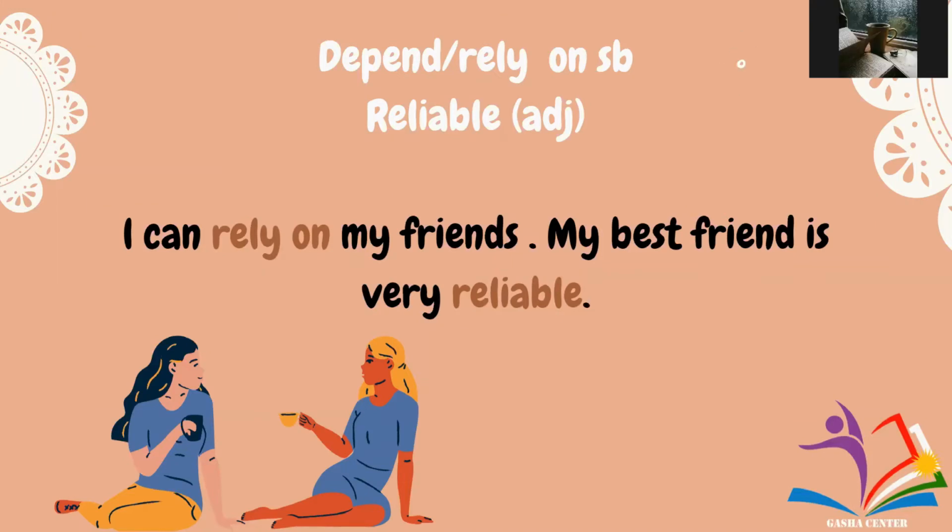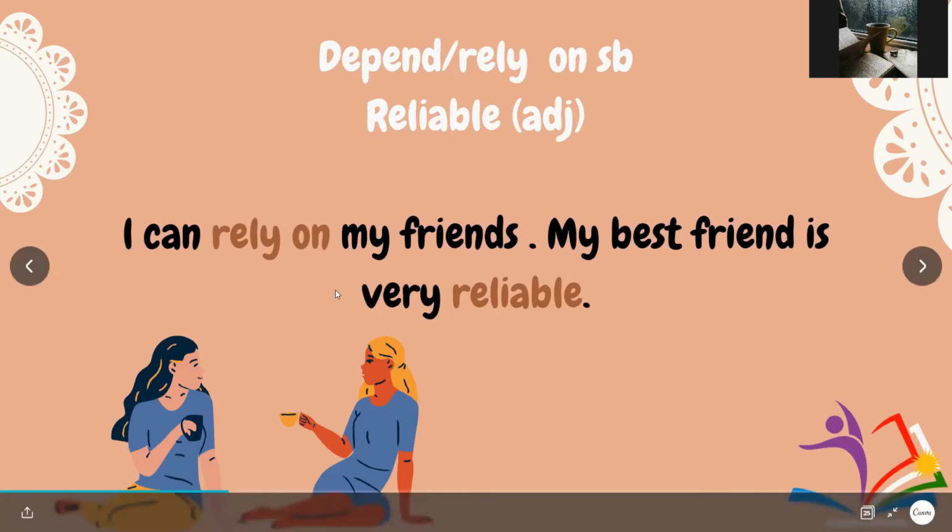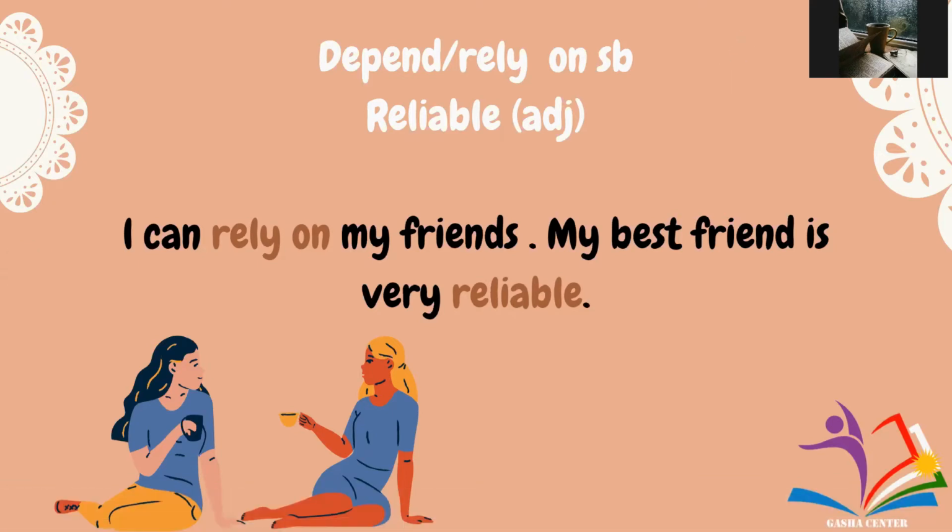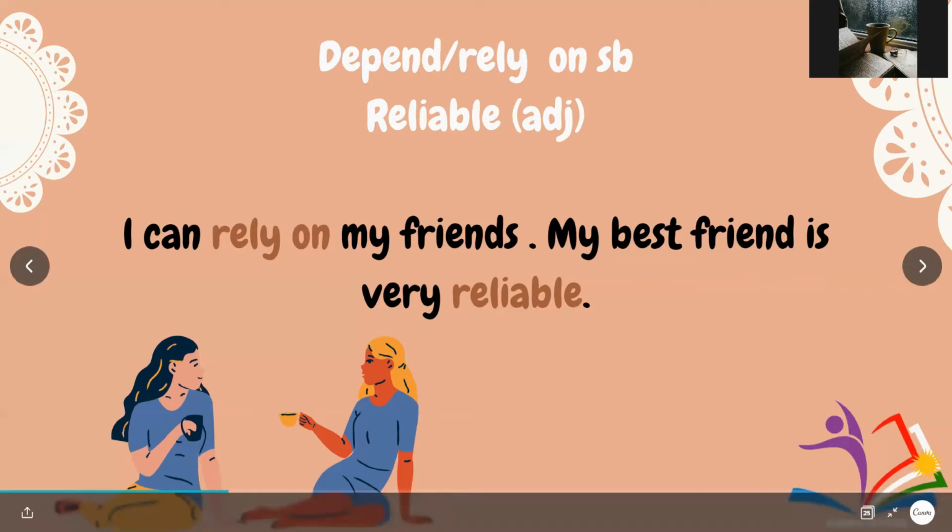We have another slide that talks about depend. Depend or reliable. Rely on someone. For example, I can rely on Tanya because she's my close friend. I can depend on you guys because I know you are all active students. That's how you use it. So I can rely on my friends. My best friend is very reliable.